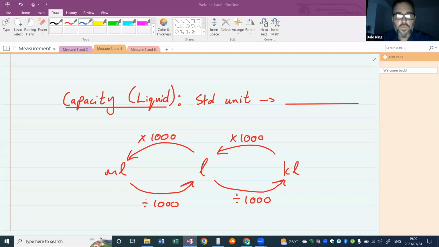You can see there on the board, we've got liters and milliliters. So from liters down to milliliters, you times by 1,000. If you go from milliliters to liters, you divide by 1,000. From liters to kiloliters, you divide by 1,000. And to go back from kiloliters to liters, you times by 1,000. So it's the same concept. Okay, exactly the same idea.